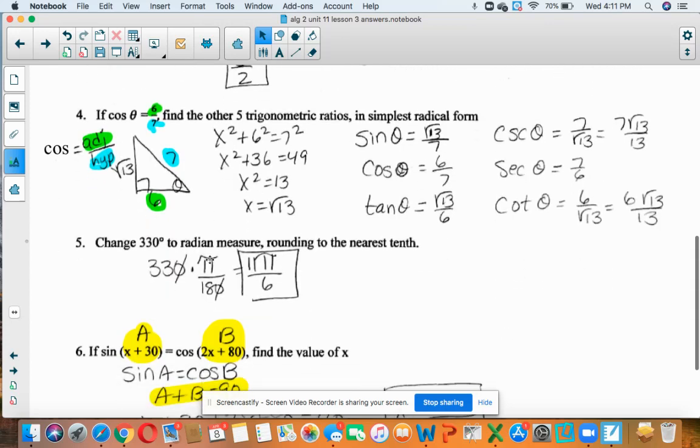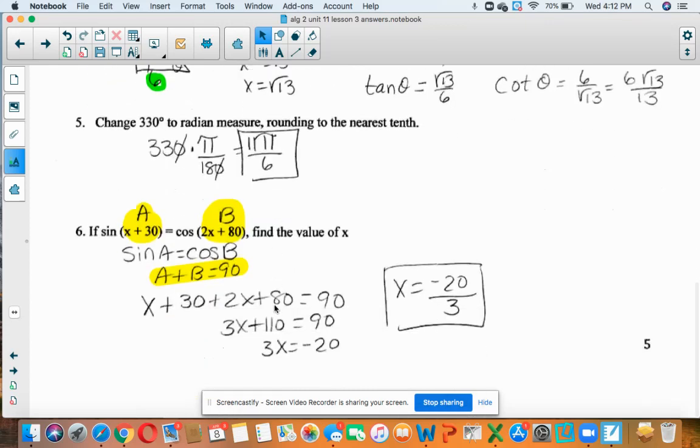To change degrees to radians, I multiply by pi over 180. That's on your reference sheet, so that will be on a reference sheet that you can use for any test or quiz. And I just cancel the zeros. That's really just dividing by 10. And then I notice that both of these are divisible by 3. 33 divided by 3 is 11, and 18 divided by 3 is 6. So it's 11 pi over 6.